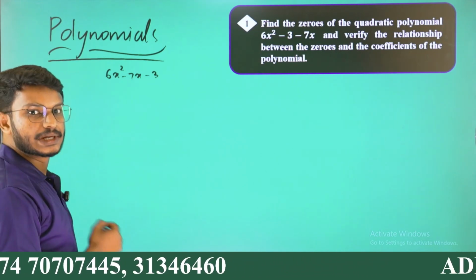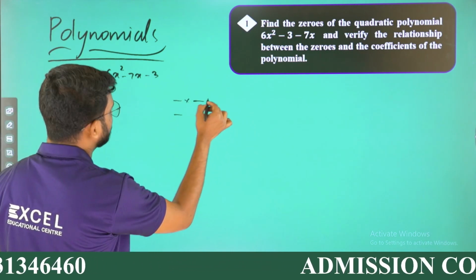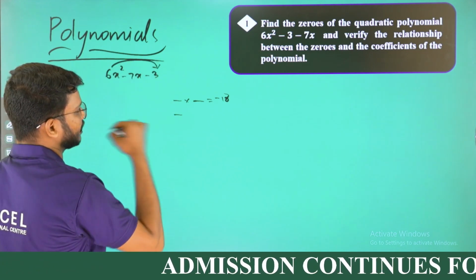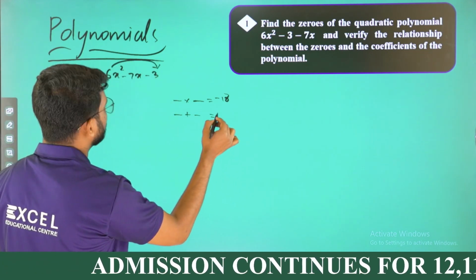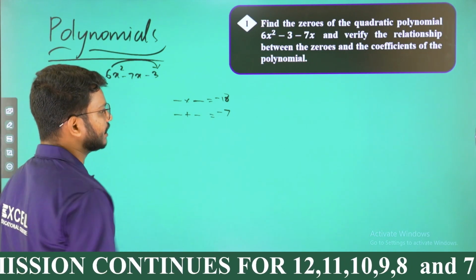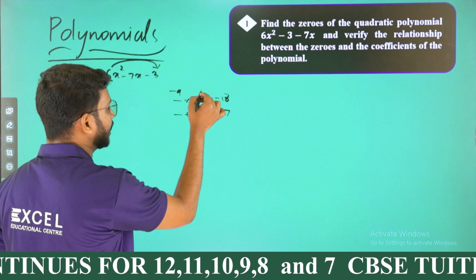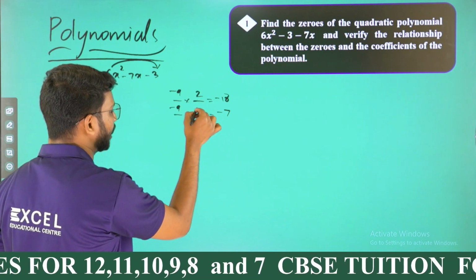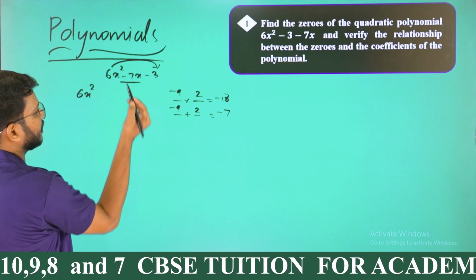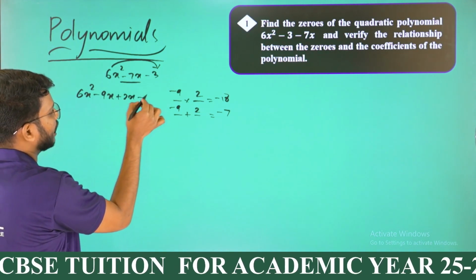Minus 7x is the middle term, right? So we have to find two numbers. Their product is minus 18, 6 into minus 3, right? Then their sum is minus 7. So which are the numbers? Negative 18 is the product and the sum negative 7. Yes, minus 9 and 2, right? Negative 9 and 2. So we can split 6x square minus 7x as minus 9x plus 2x minus 3.